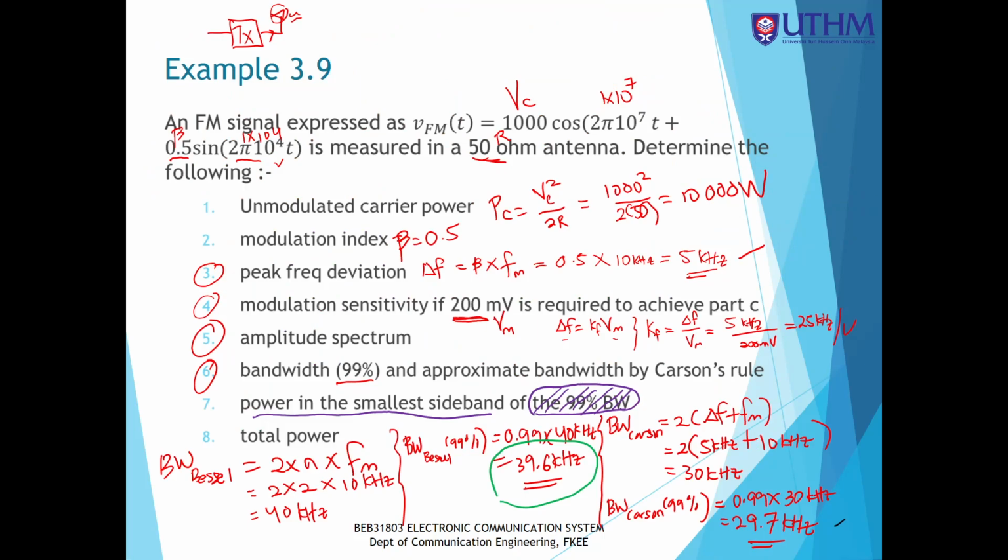So we have answered this question, and then what? The next question asks you to find the total power, the P total. The question does not mention 99% or anything else. So this is actually the total power, and we have learned that the total power is actually equal to PC.